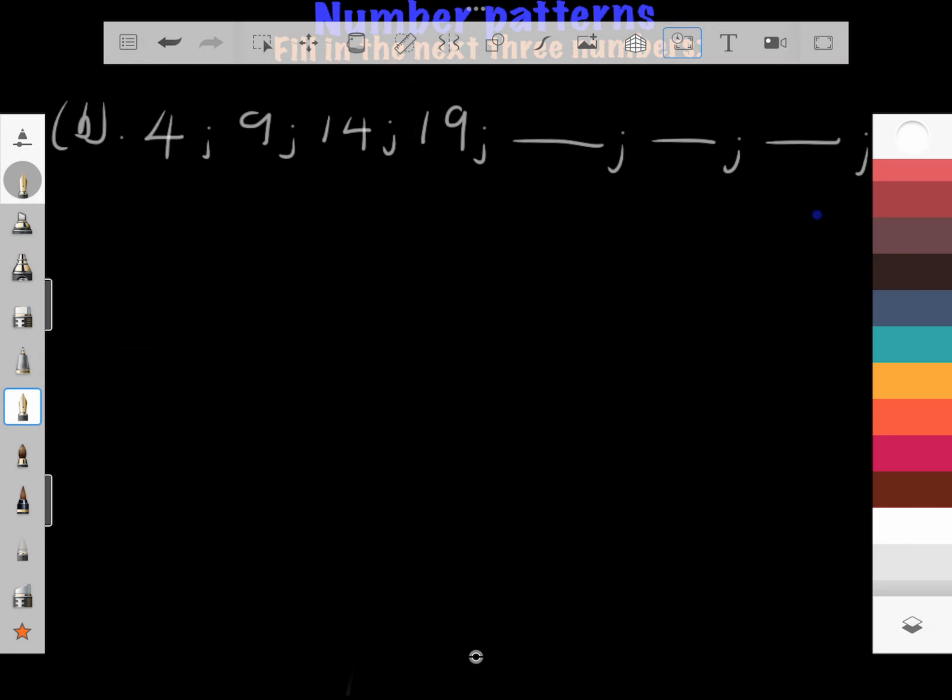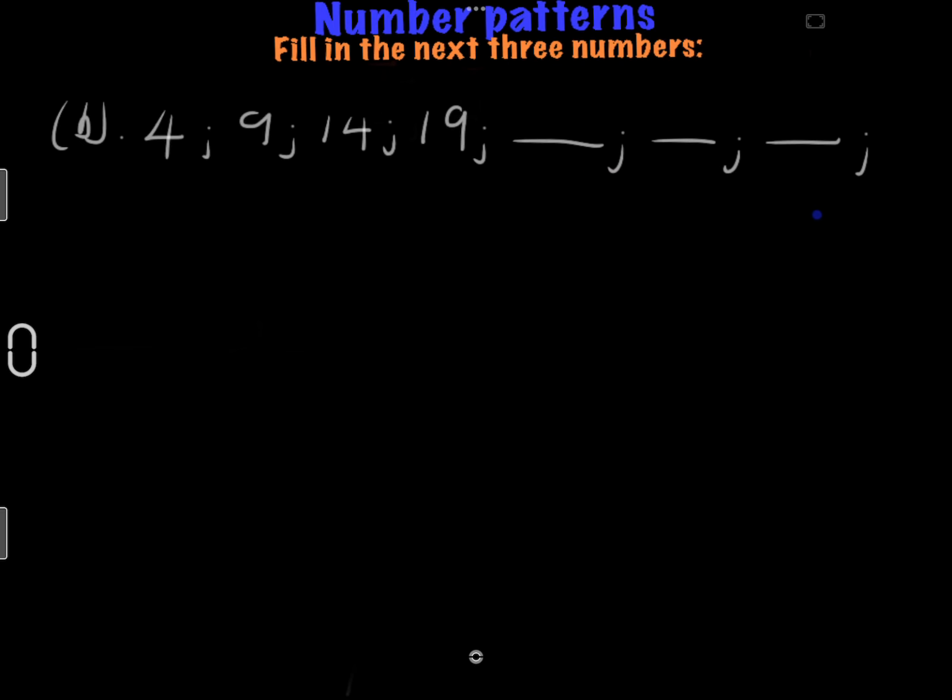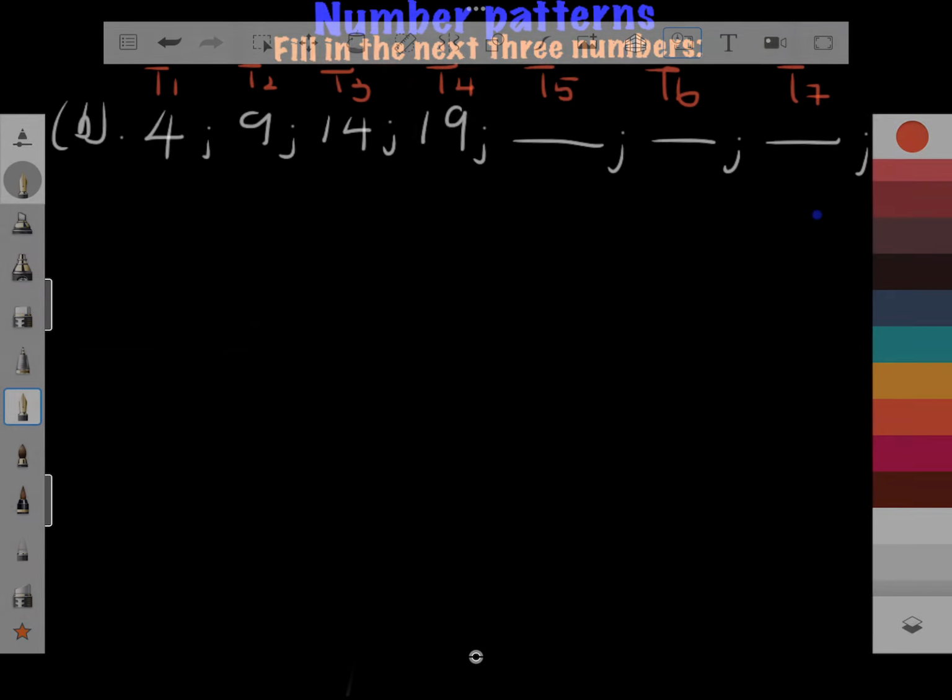Now, the first term in this case is term 1. Second value is term 2. Third value is term 3. Next value is term 4. Next value is term 5. Next value is term 6. Next value is term 7. So now we clearly see that this appears to be linear.